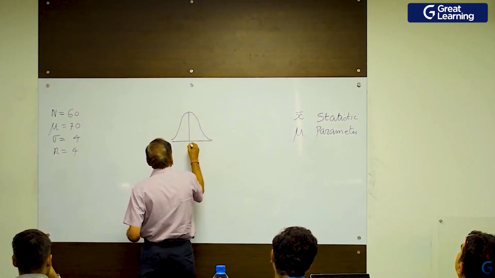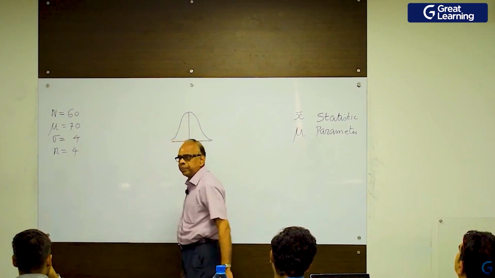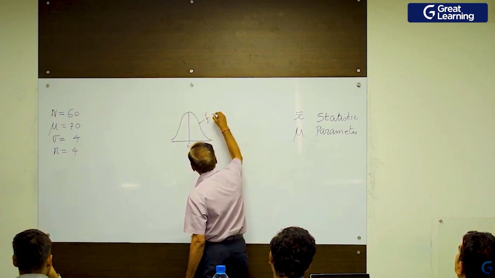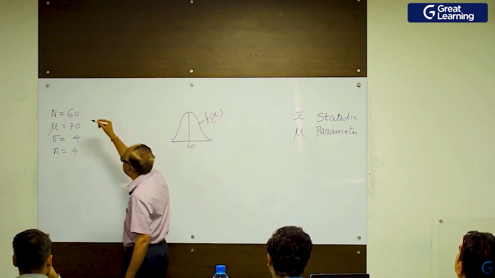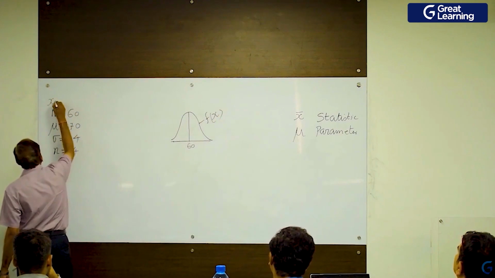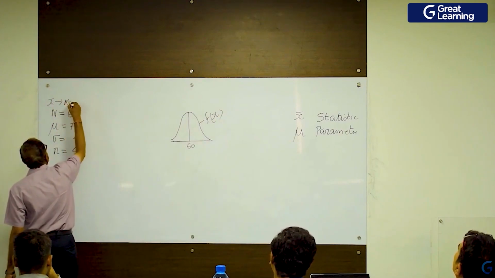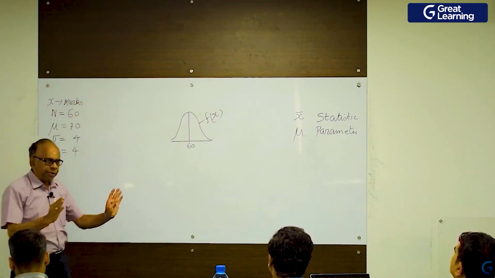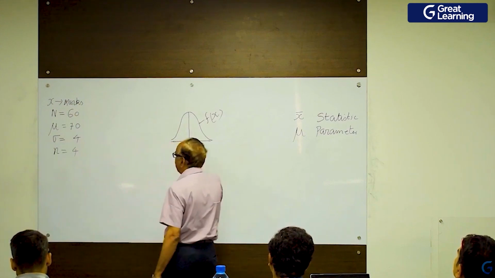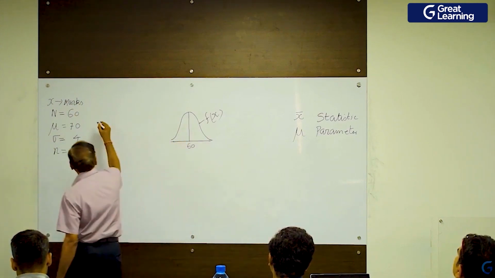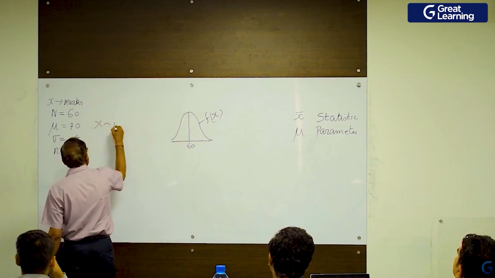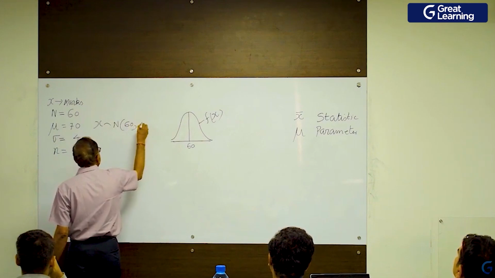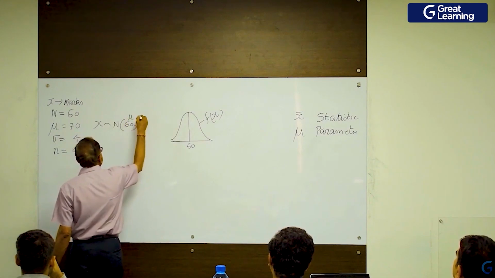This is my mu, which is 60. This is the distribution of f of x. Now x represents marks, marks obtained by the students in the class. Now this is a bell curve. So mean is 60, mu is equal to 60. So in short notation, I can say x follows the normal with mean 60, standard deviation 4. This is my mu, this is my sigma.